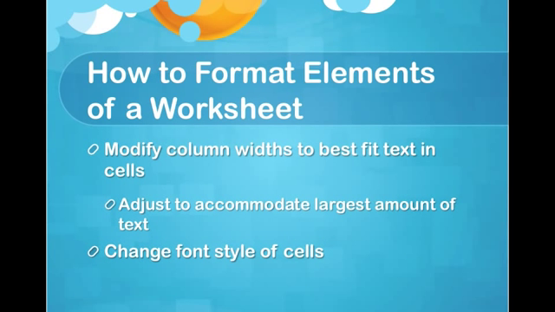The last two is going to be modifying column widths to the best fit text in cells. Now, we want to make sure that text does not overflow into other cells because, as we know, you can't really read it. Okay? Columns that contain data that are similar in nature to other columns should share the same column width. Okay? So you want to adjust that to accommodate the largest amount of text within that column, which makes sense. That's why it would be best fit text.